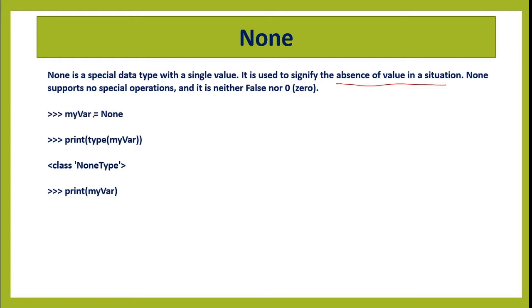See here, we are assigning the value None to the variable myvar. Then we type the command print of type of myvar. So it displays the result as NoneType. Okay. Then I want to print the value of myvar. So it shows the result as None.